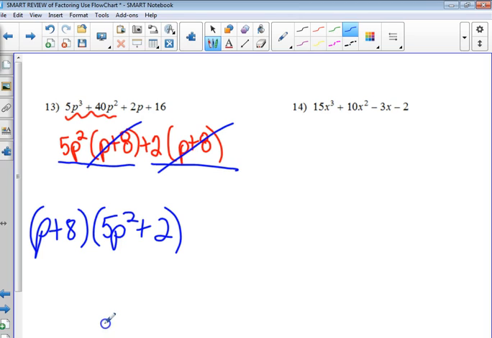We're good with grouping? Okay. The answers are all at the back of this. It's factoring practice, okay? I'm not going to collect it. I just need you to know that you need to know all these patterns, and it's factoring practice. Everybody good?